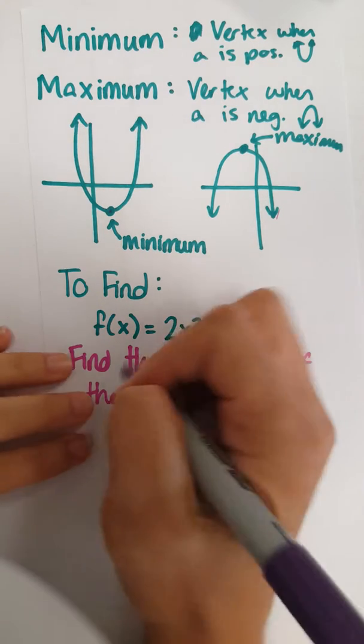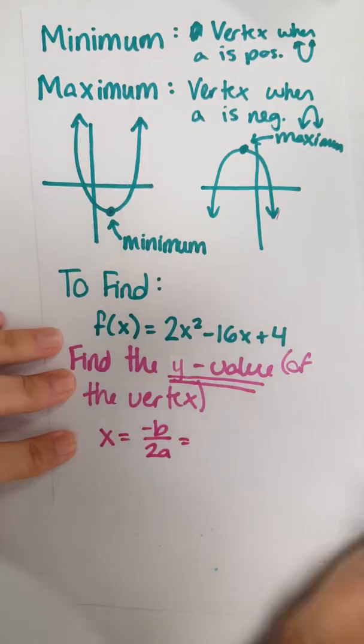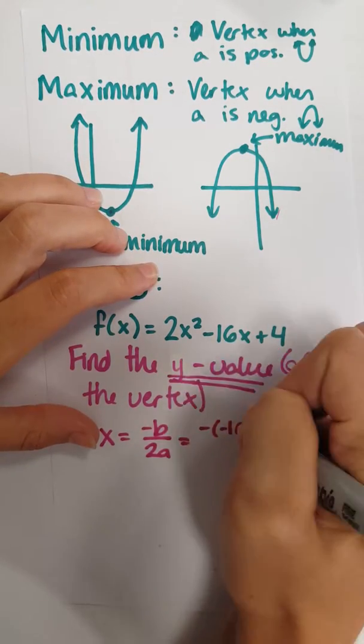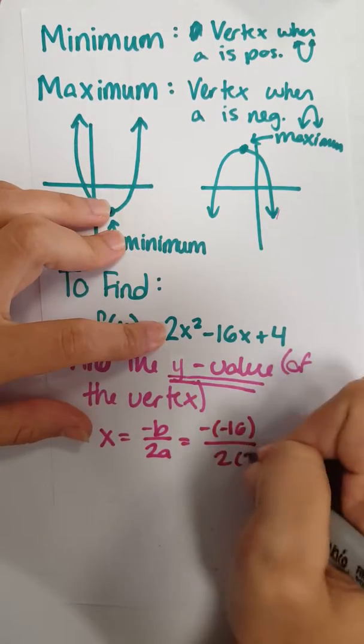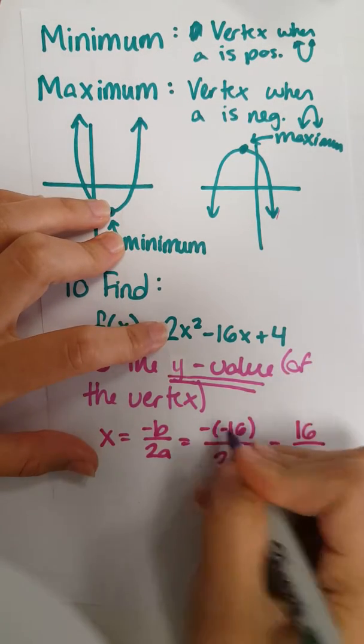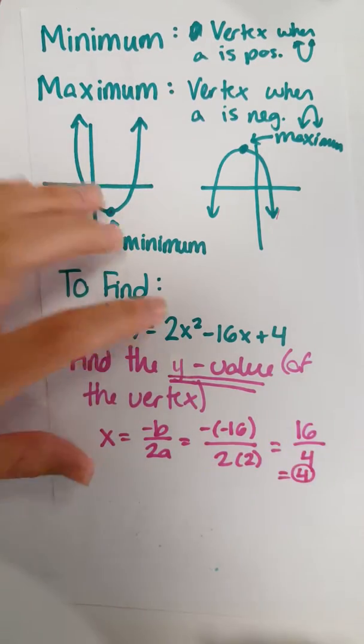Okay, so you should have said you would do x equals negative b over 2a. Okay, so we have negative 16 over 2 times 2. So we have positive 16 because negative is positive, over 4 equals 4. So there's our x value.